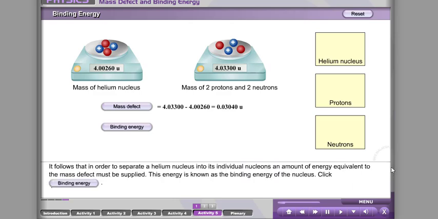It follows that in order to separate a helium nucleus into its individual nucleons, an amount of energy equivalent to the mass defect must be supplied. This energy is known as the binding energy of the nucleus. Click the Binding Energy button.